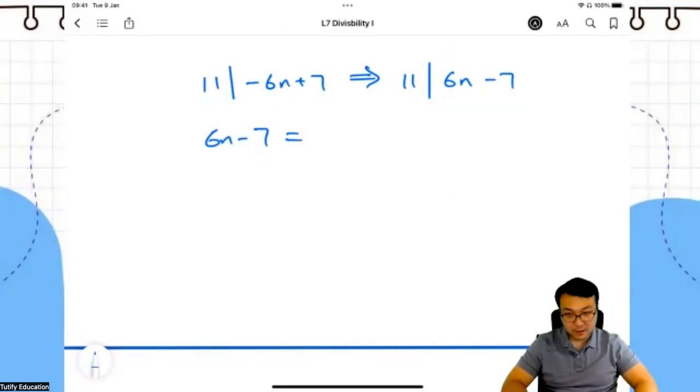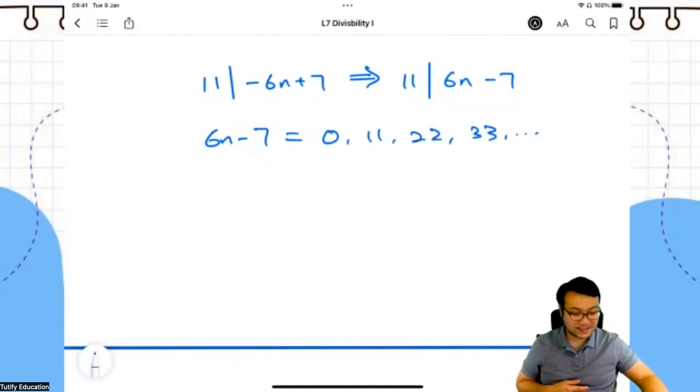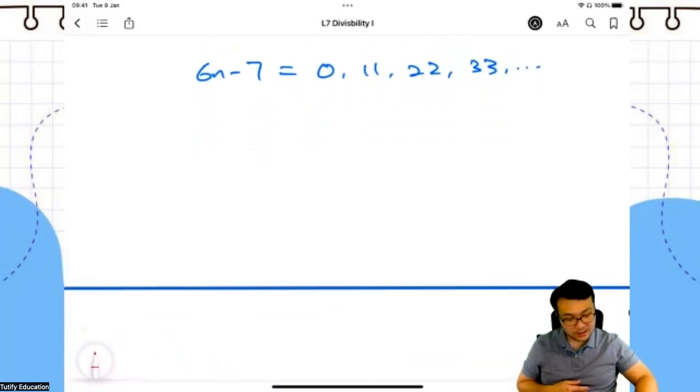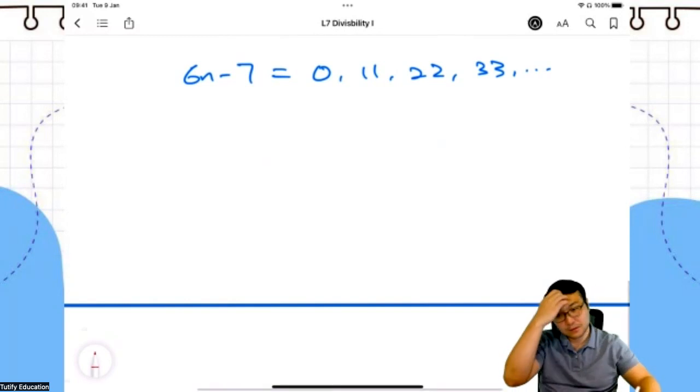0, 11, 22, 33, 44. Yes, correct. You don't want 0? Is it possible for 6n minus 7 to be equal to 0?